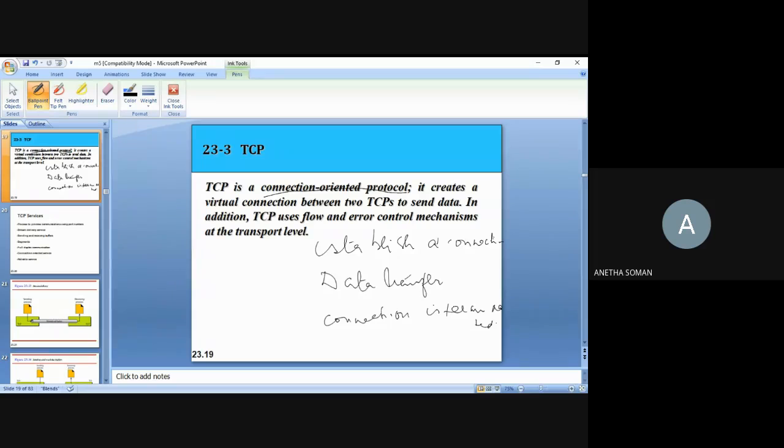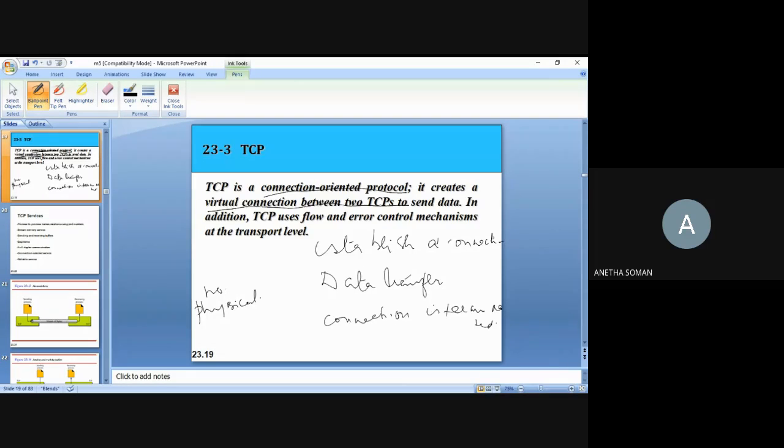First one is you are establishing the connection. Second one is the data are exchanged. And the third one is the connection is terminated. But you don't have any physical connection here. There is no physical connection between two TCPs. Instead, you create a virtual connection between two TCPs to send the data, right? Now, TCP uses flow and error control mechanisms. So you can tell that it is a reliable protocol, right? So these are some of the important specialties of this TCP.